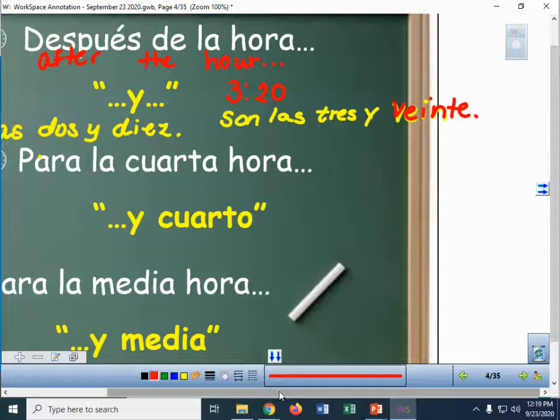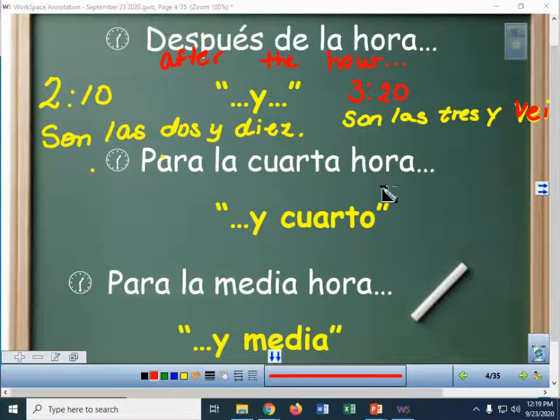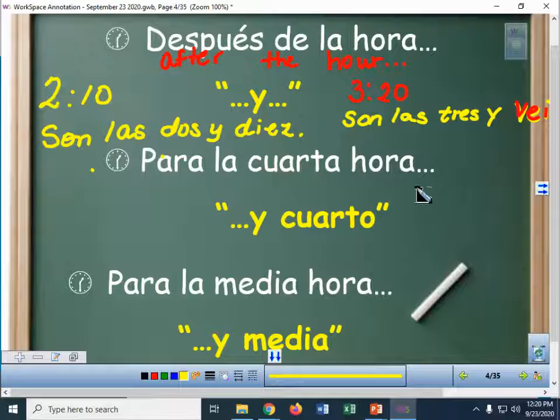Now, here are two terms that we are going to use when we tell time. One is to say a quarter of an hour and half of an hour. A quarter of an hour is 15 minutes. And what's half of an hour? 30 minutes. Okay? So, y cuarto, no cuatro.